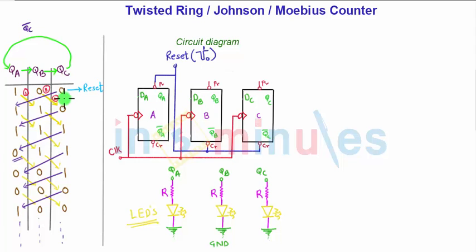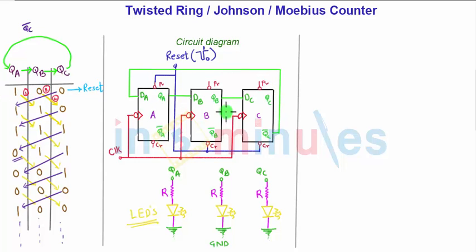Since QC bar is going back to QA, I will connect QC bar all the way back to DA, that is the input of flip-flop A. It will just be delayed since we are using delay flip-flops. Whatever the input DA is, it is delayed after a clock pulse and goes out from QA, which is connected to DB, and the output of B is connected to DC, the input of flip-flop C, and hence the cycle completes. So this is the circuit diagram for your twisted ring counter or Johnson counter.